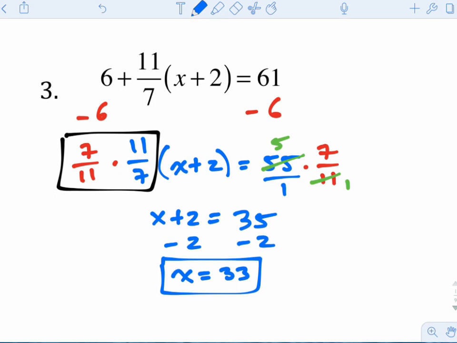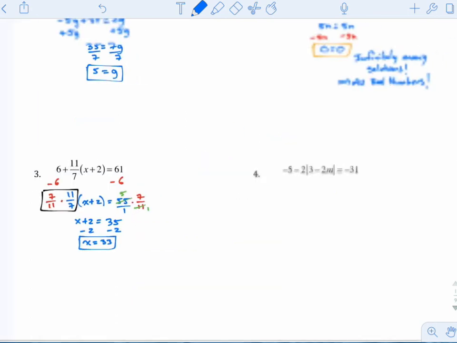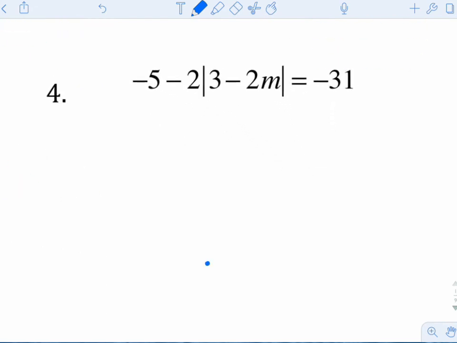Let's do a quick check to see if that actually works. If we were to substitute 33 in here, 33 plus 2 is 35. 11 sevenths of 35 is 55. Plus 6 is 61. So it works. Awesome. All right, now we've got an absolute value equation.